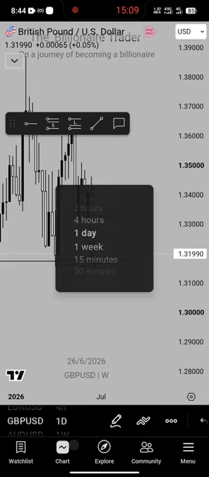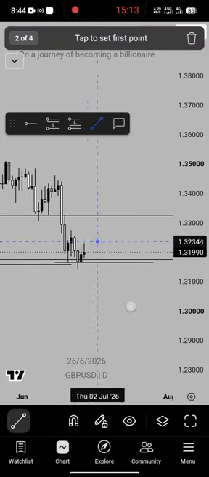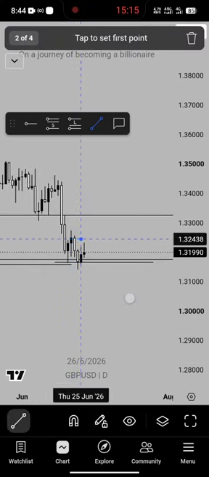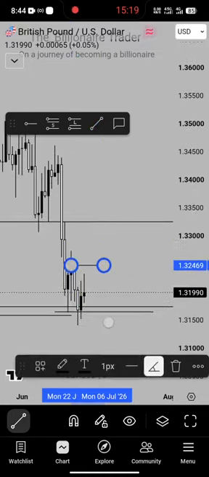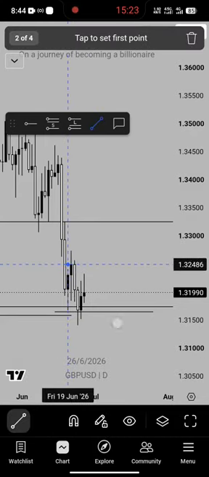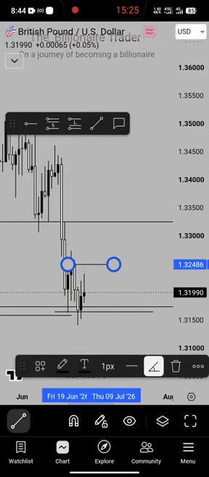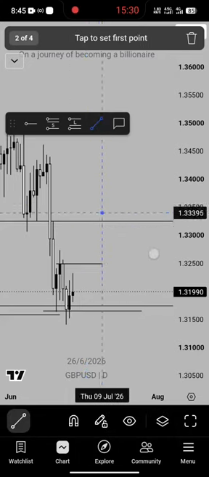So do we have a confirmation on daily? Not yet. What should we be looking out for? A break of this high. Once we break this high, price should close above that high on a daily time frame. Then we can buy, and our first target will be this particular key level here.